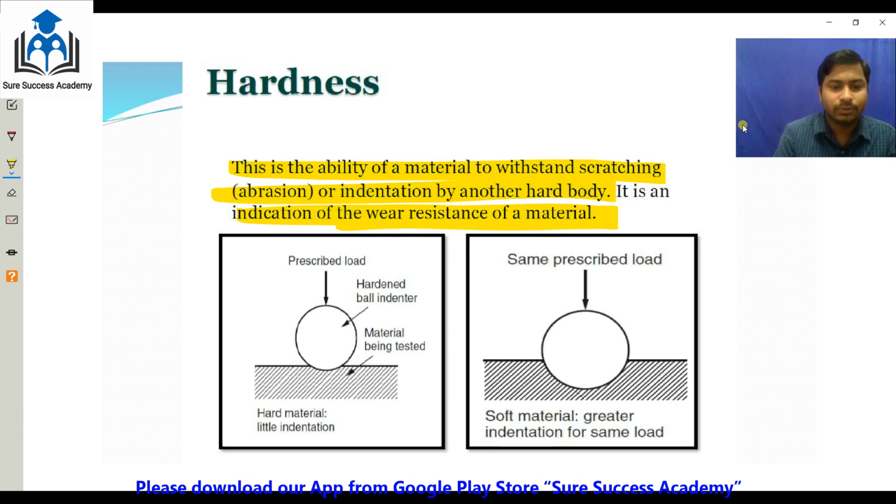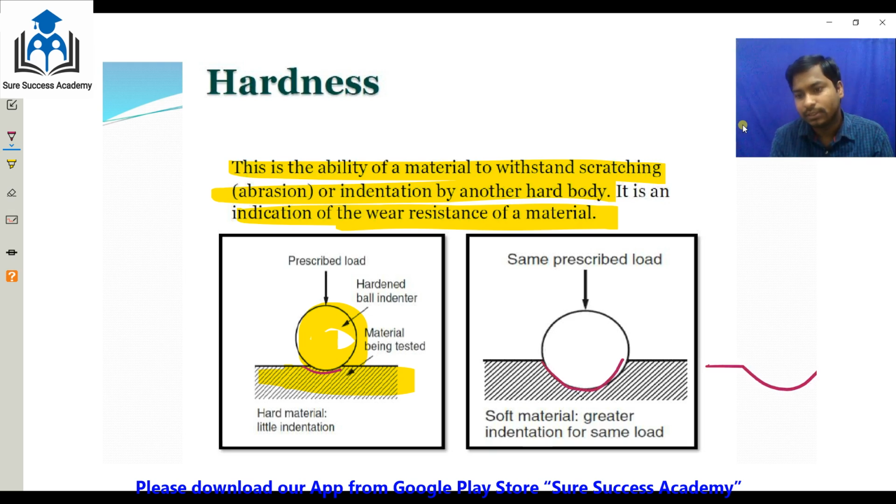Suppose this is a metal and this is a hard ball, and you apply the load like this. A small impression is coming here. If it is a hard metal, a small impression will come here. If it is a softer metal, the impression will be greater, like this. So in a soft metal there is a greater impression, but in a hard metal there are fewer impressions. This is the hardness test.